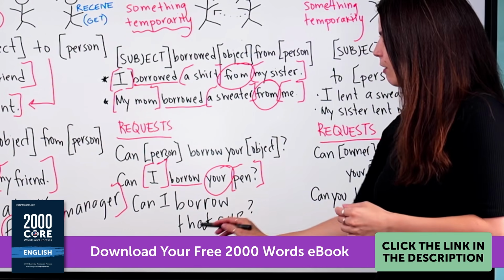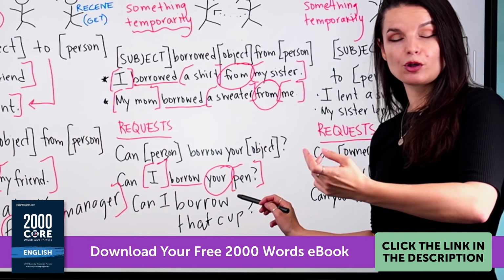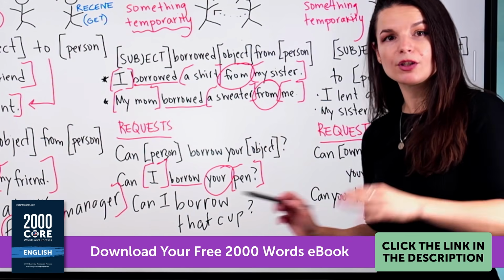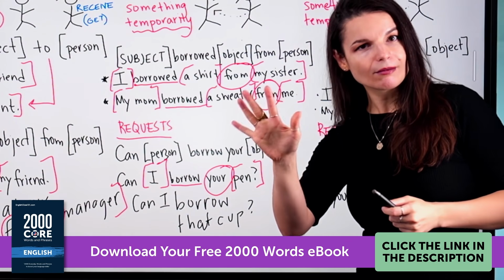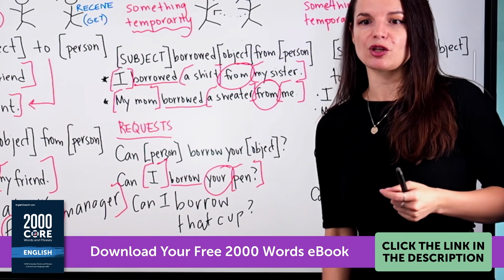Can I borrow that cup? So if you know who it belongs to, you can use your. If you don't know, just say, can I borrow that thing? Is that okay? Use this pattern, and it's nice and general enough that you can use it for everything.